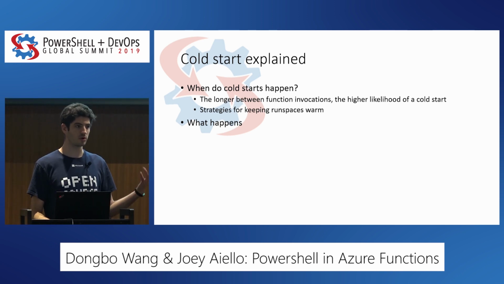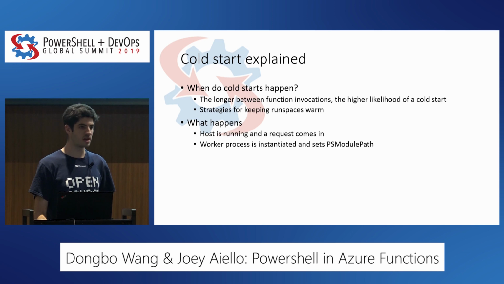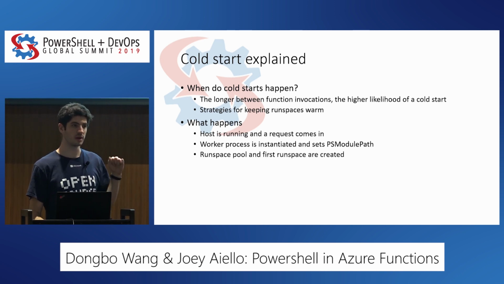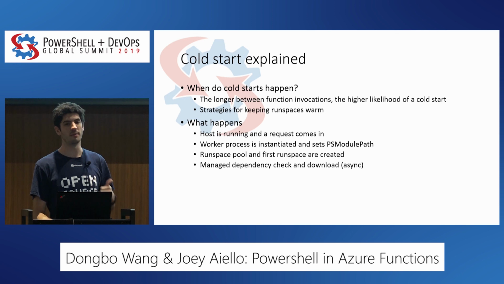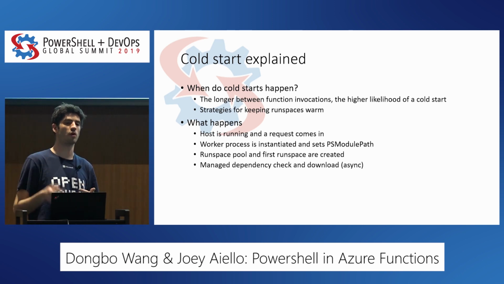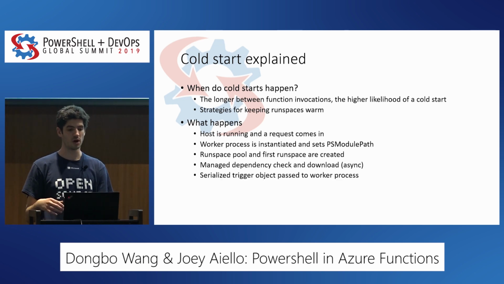Now, what happens when a cold start happens? Again, if you really want to know this stuff, you should check out that V2 deep dive. But basically, the host is running, a request comes in, we instantiate that worker process in that box number 2 on the right. We set the PS module path up with that local modules folder. We create a runspace pool, and we instantiate the first runspace. If you've got managed dependencies turned on, we asynchronously go out and check the gallery to make sure you've got all your dependencies. Download them if you don't.